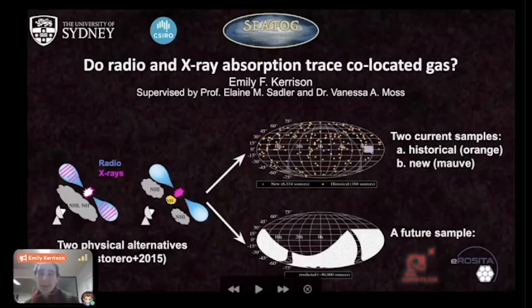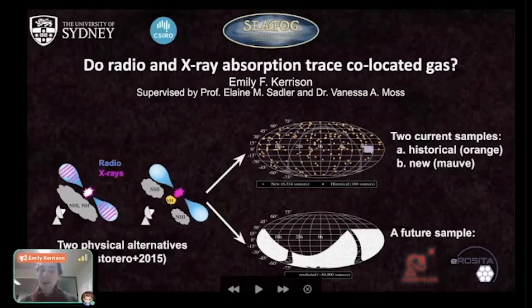So hi everyone, I'm Emily. I'm a PhD student at the University of Sydney and the CSIRO, and I'm interested in studying radio AGN from kind of a multi-wavelength perspective.